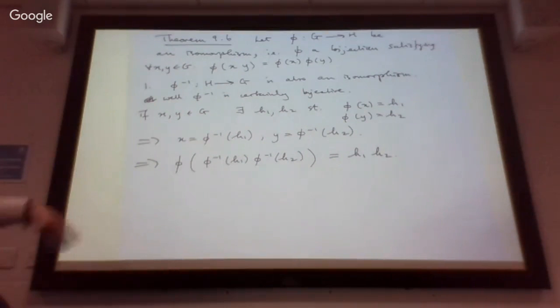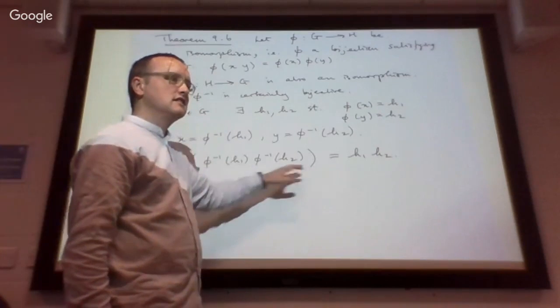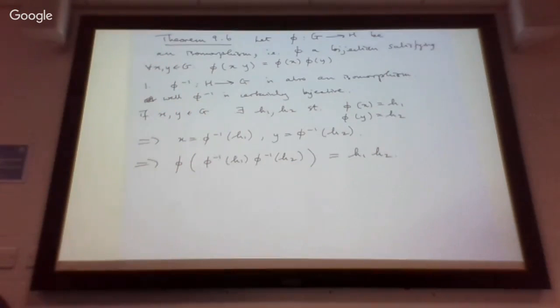So we've got a kind of maybe a messy looking statement there, but is there something we can do there to recover the homomorphism property for phi inverse? See, we've almost got it. We've got phi inverse of H1 times phi inverse of H2 here. So what am I going to do to it now? Can you see?